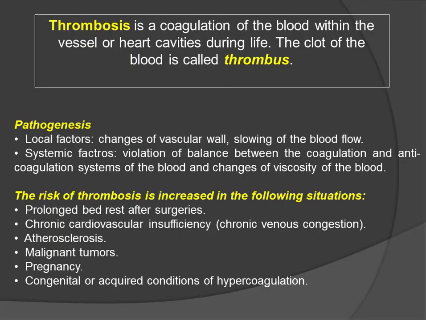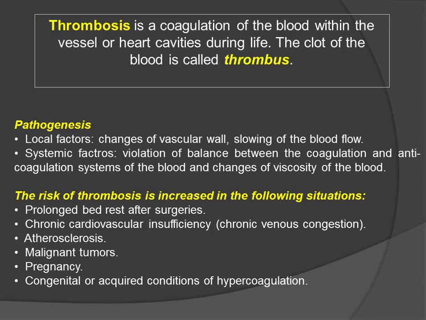Thrombosis is the in vivo blood coagulation in the lumen of the vessels or cavity of the heart, leading to the formation of fibrin clots, including blood cells. The formed blood clot is known as the thrombus. There are various reasons that lead to thrombosis. However, they can be divided into local and general factors.